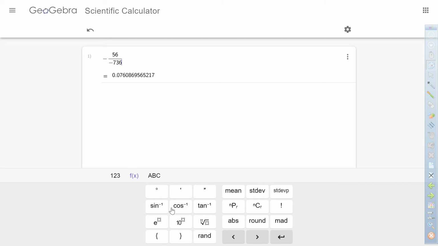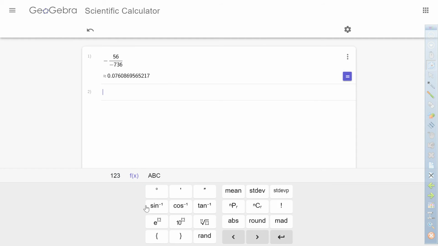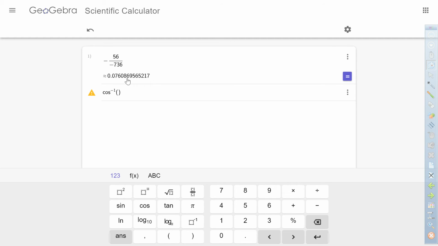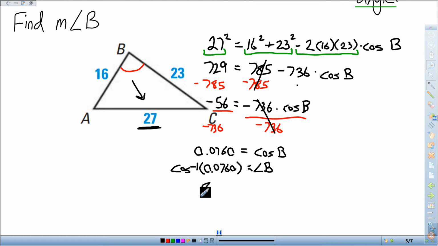Going to my inverse cosine, this calculator is so particular, it always screws me up. Sorry, I need to jump down here. Okay, there it is. Now I can use inverse cosine, and to use my exact decimal, I'm going to use the answer key in my calculator, and that's going to give me my answer, 85.63. So we'll round this to 85.6. 85.6 degrees is what angle B equals.